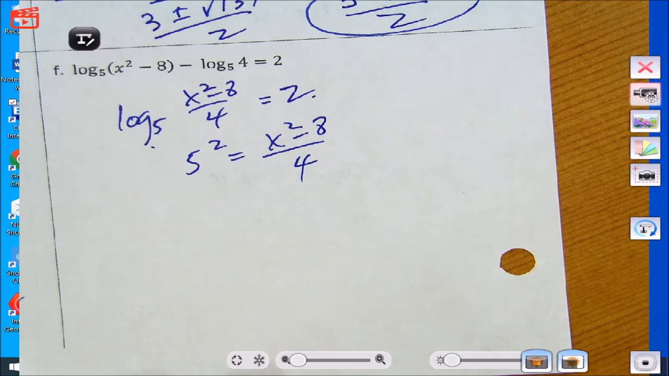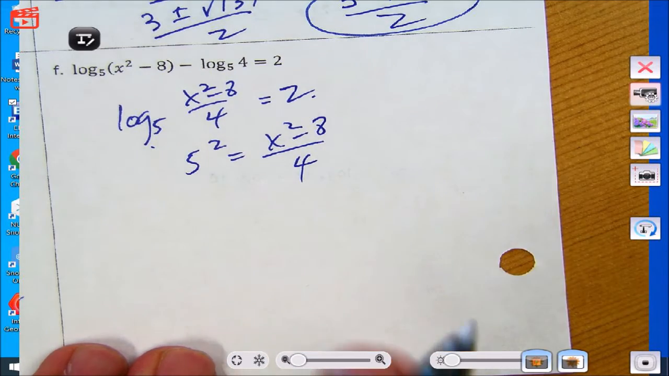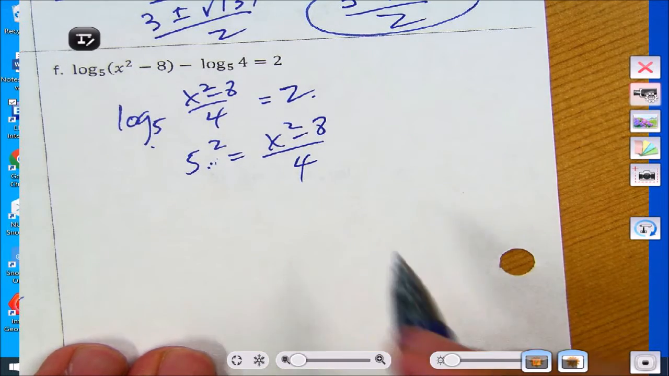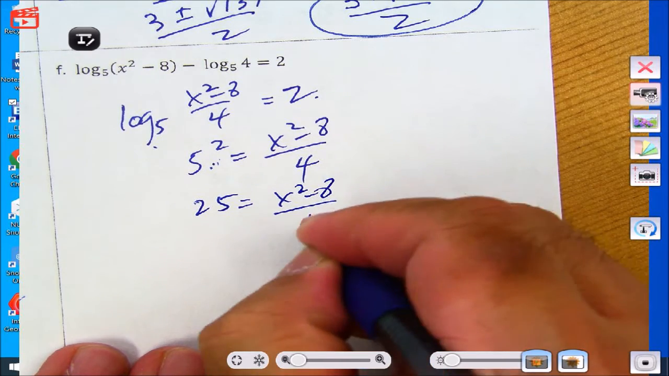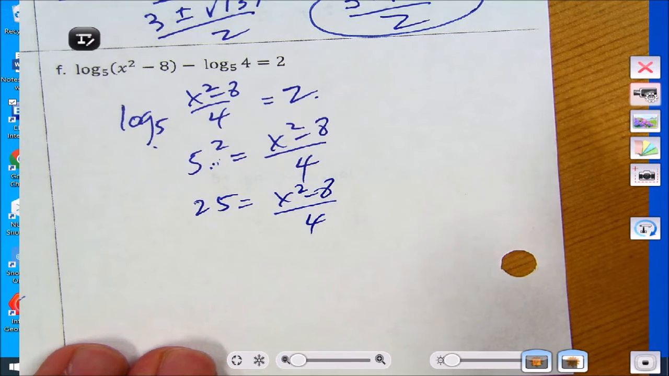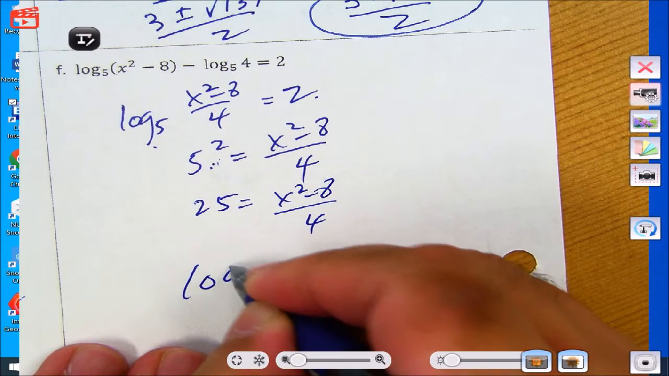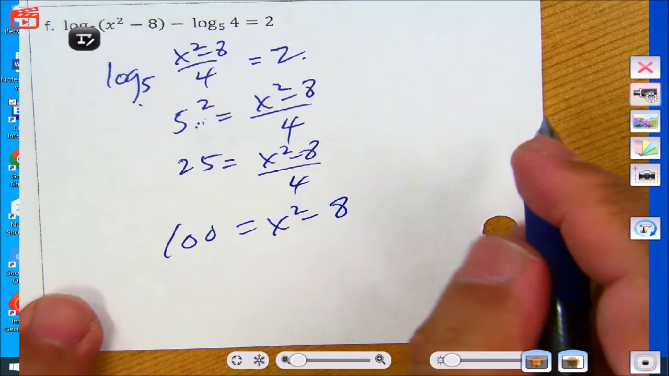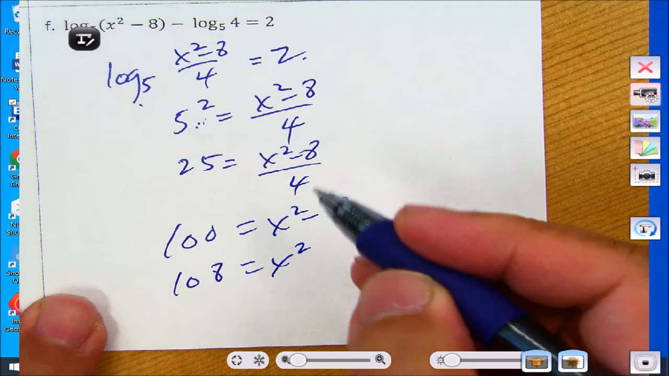Right, you good now? How do you do it if there's a number before the log? I'm going to do a couple problems from the homework, okay? What's 5 squared? 25. So now you're going to do x squared minus 8 over 4. So what are you going to multiply? 4 and 25. So that's 100. So you got x squared minus 8. So you add 8 to both sides, you get 108. Yeah. Oh, that's perfect.